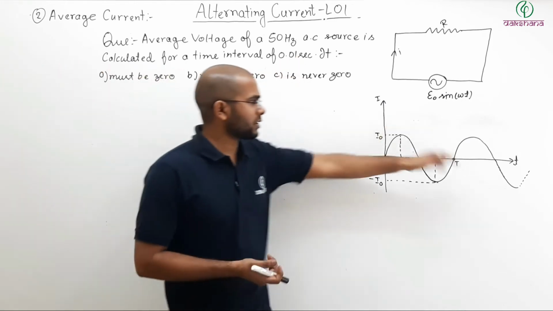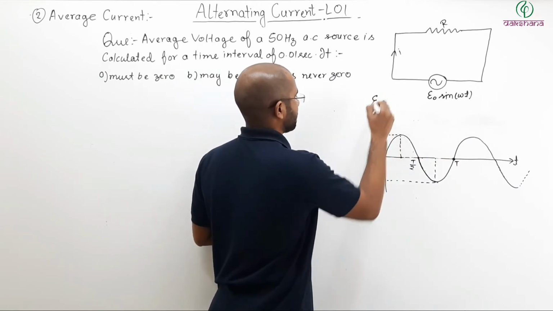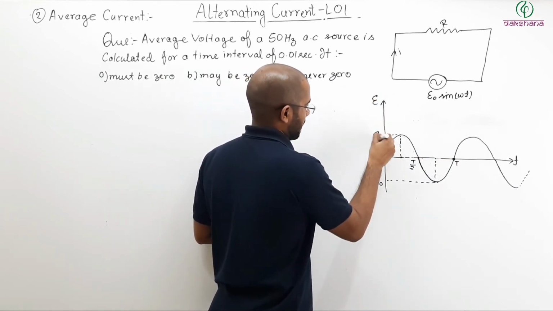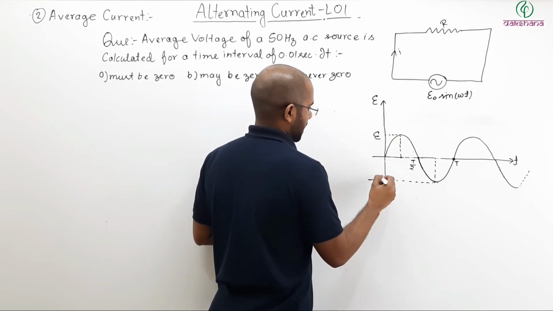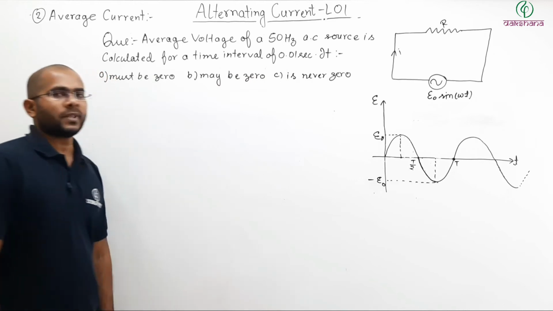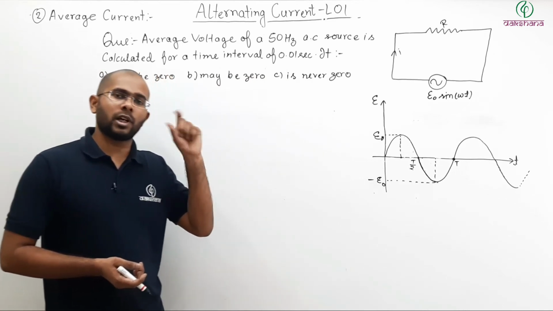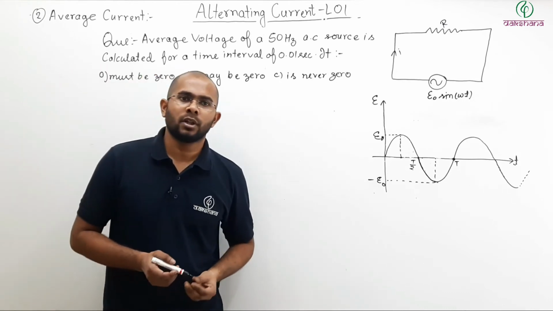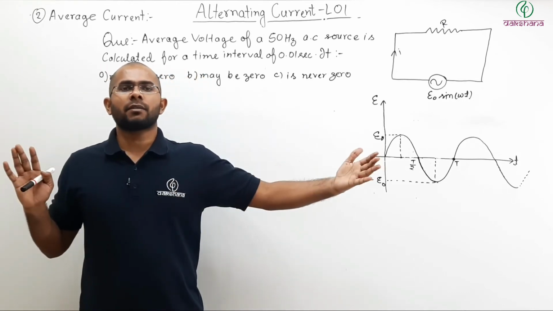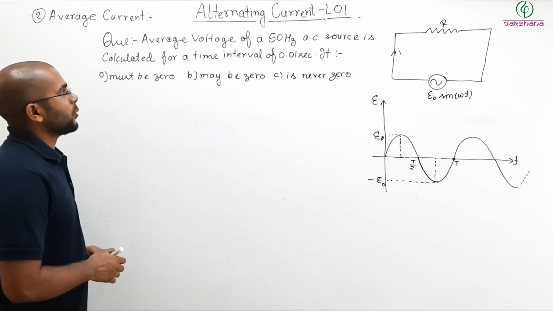So let us say that this is my graph, just replace current with EMF. So here it is E naught, here it is minus E naught, like this. Now for average voltage, in this case also for one time period, average voltage will be 0. For a very large time interval, average voltage will be 0. Now, it is given 0.01 second.